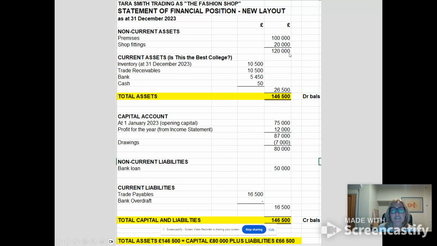And then her current assets, her inventory, always closing inventory on the statement of financial position, so that would have come out of her income statement, deducted from cost of sales. She's got trade receivable balances, those are the customers who owe her money. She's got money in the bank and she's got cash. So the total of those current assets, 26,500, and when we add it onto the non-current assets, gives us a total of 146,500. And all of these are going to be debit balances on the trial balance that aren't expenses.